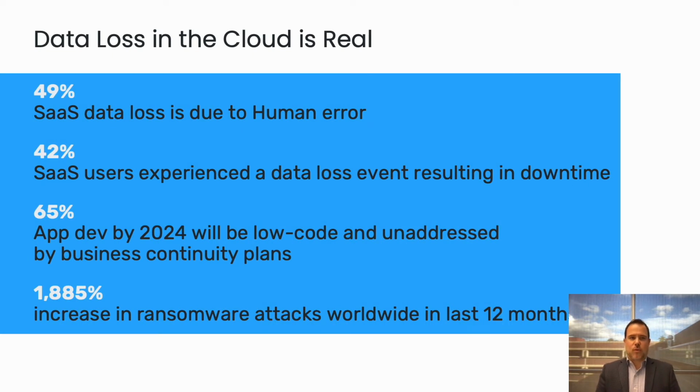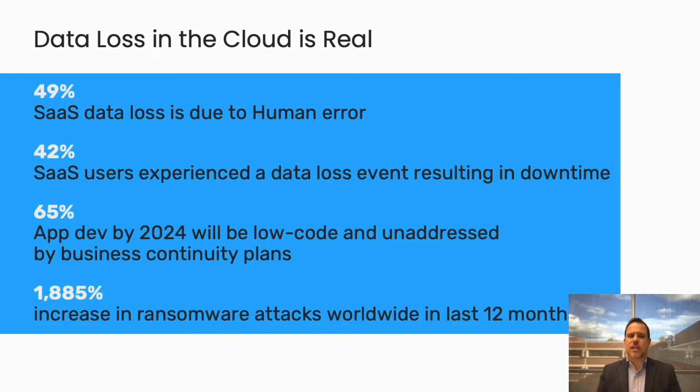Data loss in the cloud is real. Based on some research that we did with Forrester, 49% of SaaS data loss is related to some kind of human error, and that could be miskeying data, a failed or misconfigured integration, a malicious actor, and beyond. So there's always some kind of human element to that. But what's even more interesting is that this 49% of data loss and corruption due to human error is leading to actual downtime for customers, which is costing them money and the satisfaction of their customers, and more.